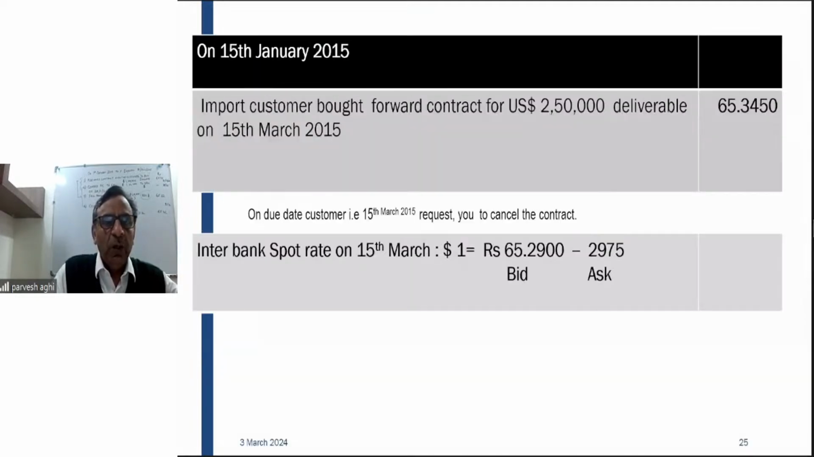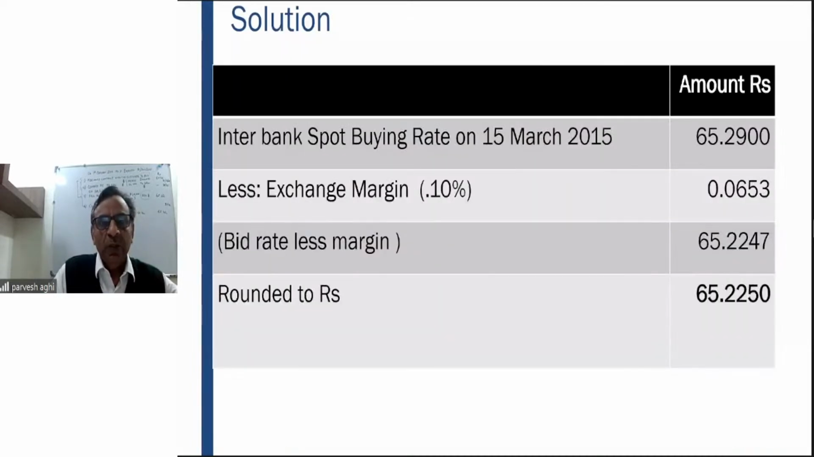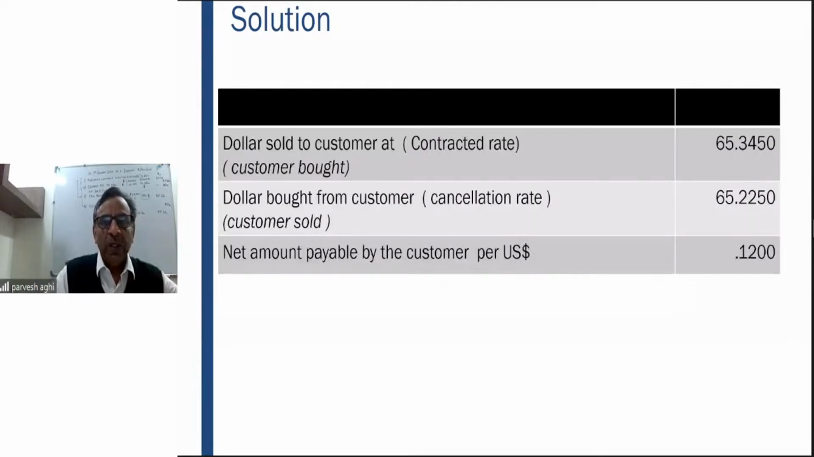So first, what happened was the customer bought the dollars at 65.34. Now he's going to sell these dollars at 65.29, which is the bid rate. Since it is an interbank rate, we are going to convert them into the merchant rates. So the exchange margin is 0.10%, so it comes to 65.22. Now look at this. The customer has first bought the dollars at what rate? 65.3450. Now he has to sell the dollars back to the bank so that the transaction gets over.